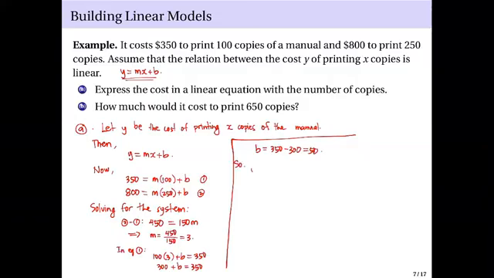So the cost y is given by 3x plus 50. So this is the answer for letter A.